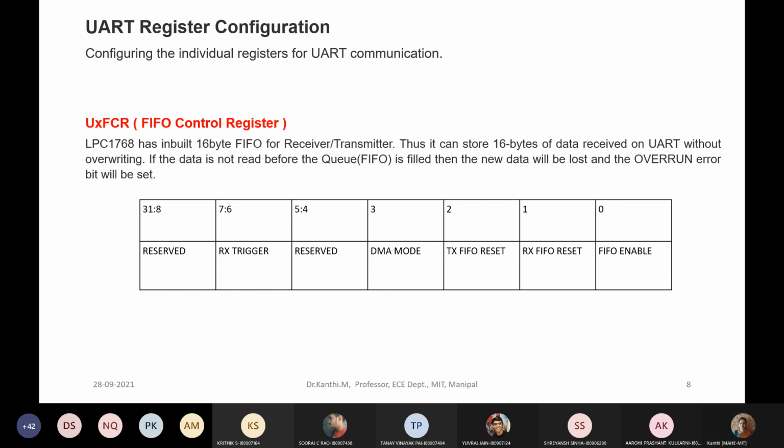So you can see here, it's a 32-bit register. The bits 0, 1, 2, 3, 4 to 5, 6 to 7. You have got some certain value: FIFO enable, receiver FIFO reset. So it is a FIFO control register. As an inbuilt 16-byte FIFO receiver, it can store 16 bytes of data received on UART without overwriting. If the data is not read before your queue fills, then you will come out with the overrun error.